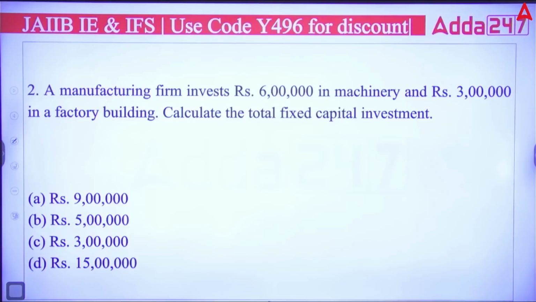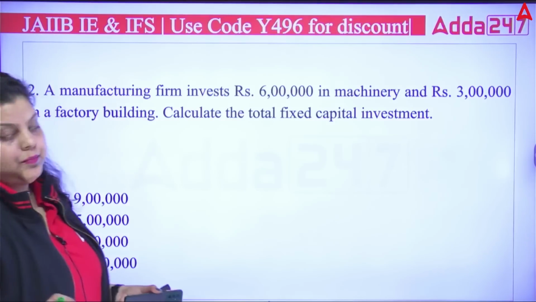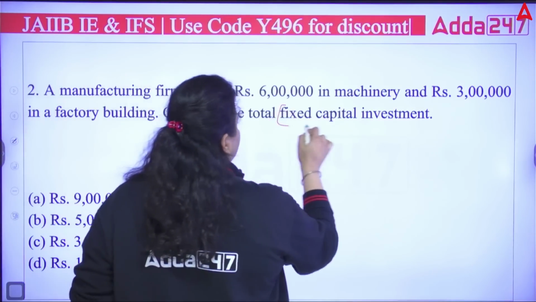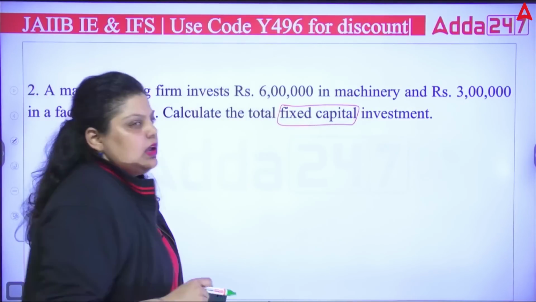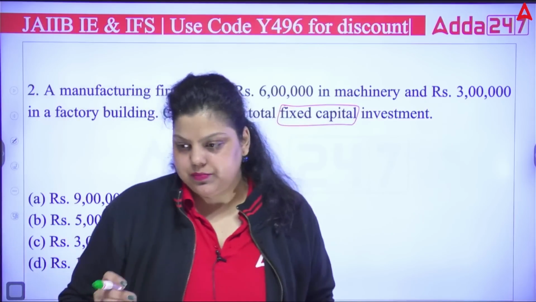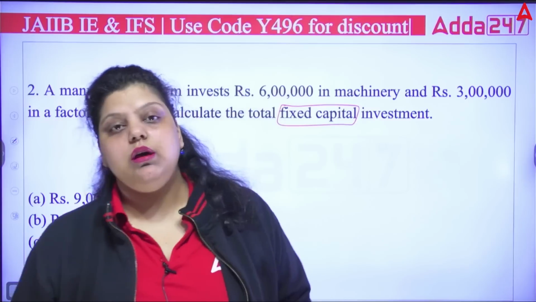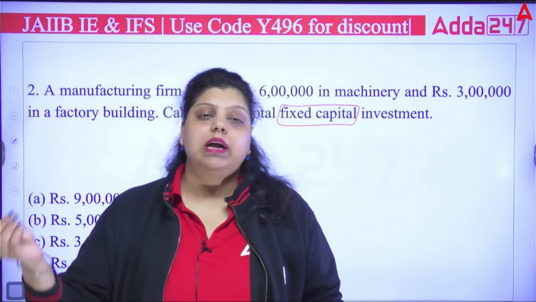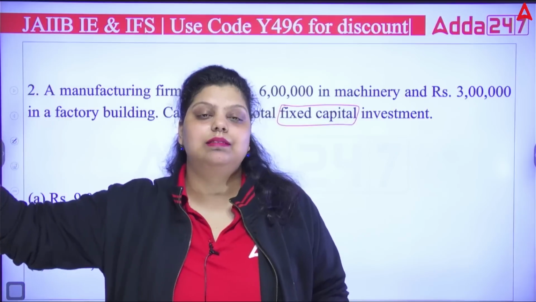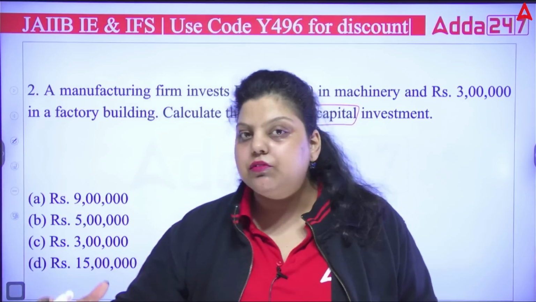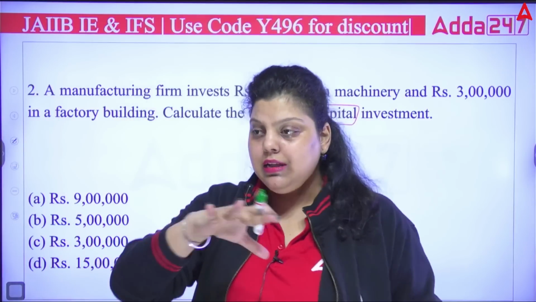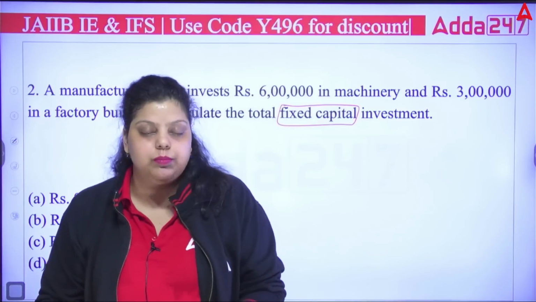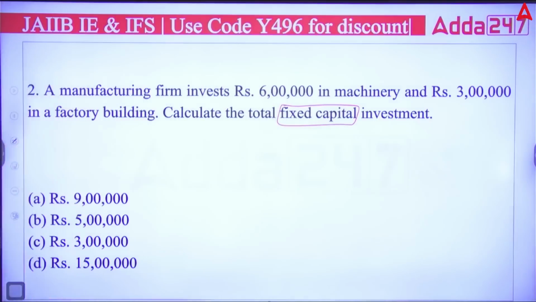Now the second question is asking about a manufacturing firm that invests 6 lakhs in machinery and 3 lakh in a factory building. We have to calculate the total fixed capital investment. The fixed capital of a company means those funds which are required to gain the long-term assets of a company, like your machineries, your manufacturing plant, the land where you are establishing your plant. That's a fixed asset.